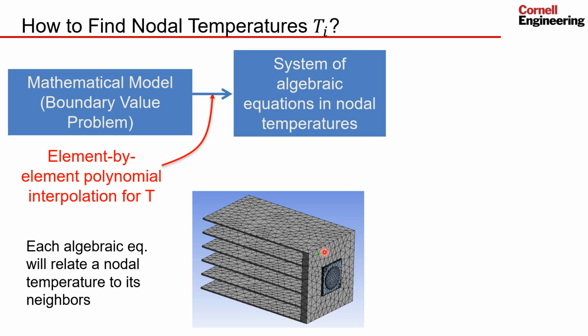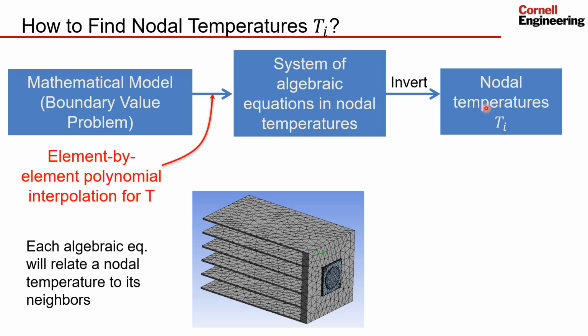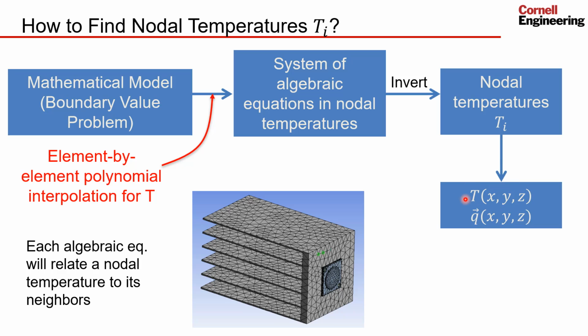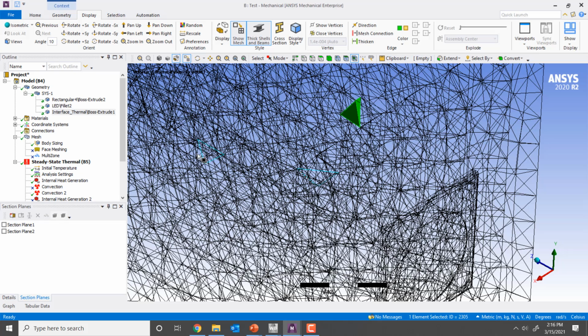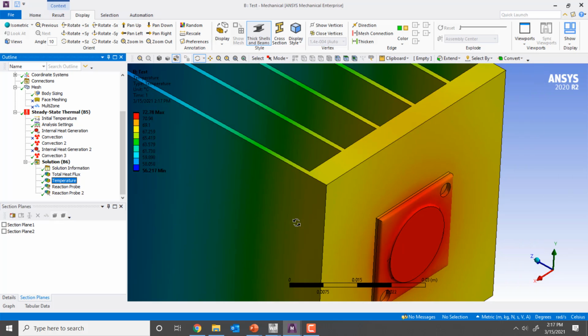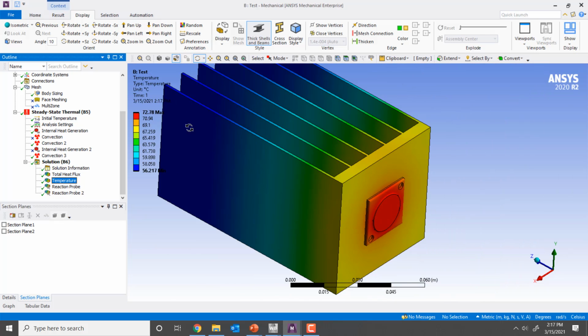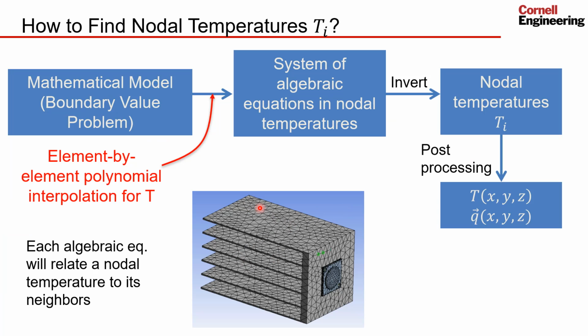So if I write an algebraic equation for this node, it'll relate the temperature only to its immediate neighbors. The temperature value far away from it is not going to come into that algebraic equation, which gives us a sparse matrix to invert. And when we invert that system of algebraic equations, we get the nodal temperatures. And once we have the nodal temperatures, we determine everything else, say, the temperature distribution within the model, heat flux distribution within the model, etc., through post-processing. So if I go in here and take a look at the nice color plot of the temperature, red being hot and blue being cold, this is generated from the nodal temperatures through post-processing. So that gives you an overview of the numerical solution strategy.